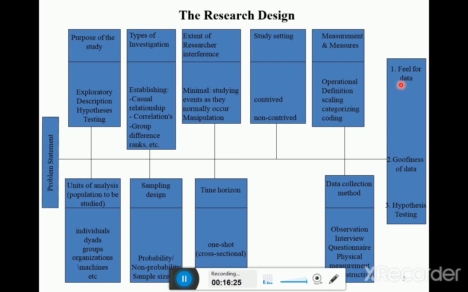Then we have feel for data, we have some goodness of data. Feel for data and goodness of data means the reliability of the data, the validity of the data.